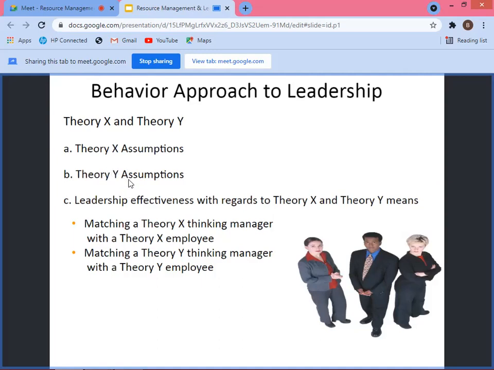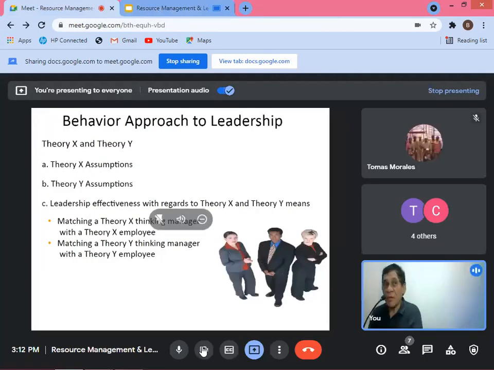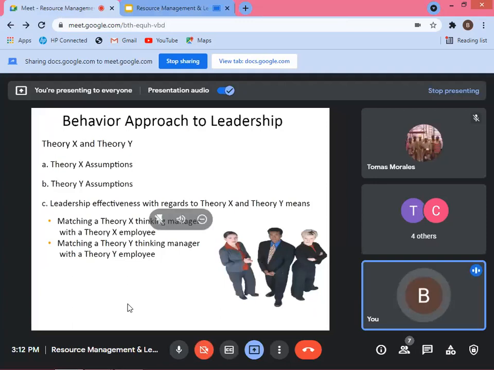Okay? So those are the assumptions. Leadership effectiveness with regards to theory X and theory Y means matching a theory X thinking manager with a theory X employee. You have to match this to be effective. And matching a theory Y thinking manager with theory Y employees. Because as a theory Y thinking manager, you are laissez faire. You leave them alone: do your job, do your thing. I'll just look at the result. Those are the things that I'm expecting from you. Just the result. I don't want to see how you do it.